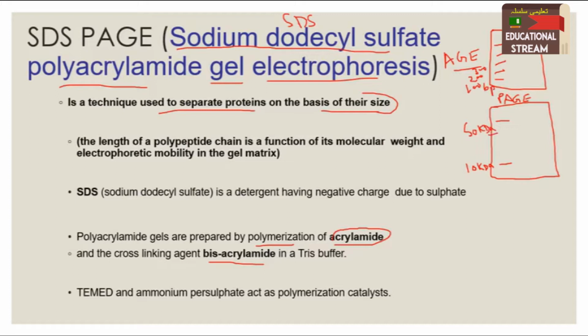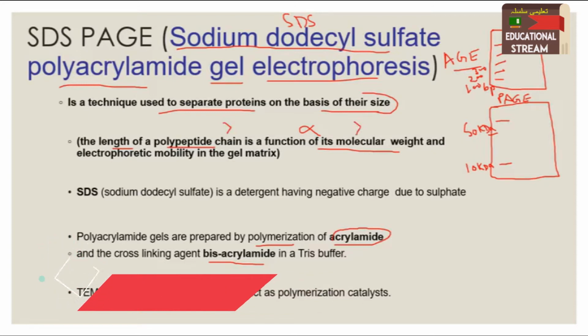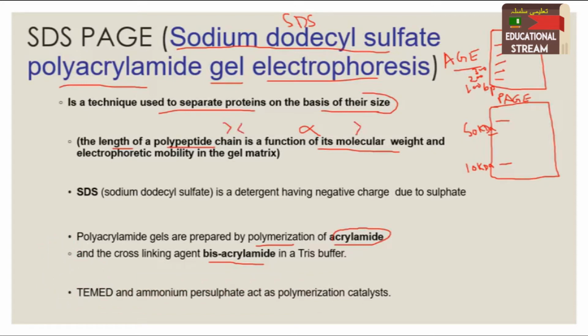So, you should keep in your mind the difference between the units of protein molecular weight and DNA molecular weight. The length of the polypeptide chain will tell you about its molecular weight because it is directly proportional. If the size of the polypeptide chain is more, it means that the molecular weight will be more, and if the size of the polypeptide chain is less, it means that the molecular weight of the protein will be less and it will move faster through the gel matrix.